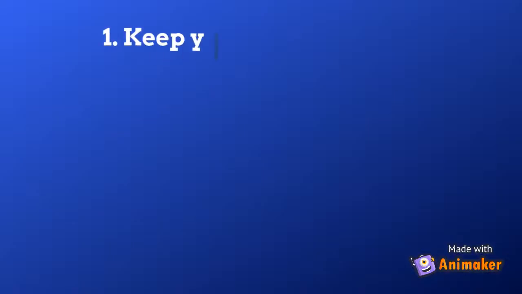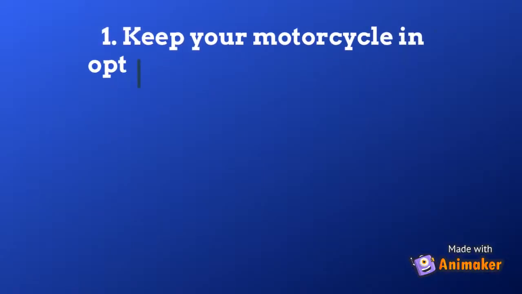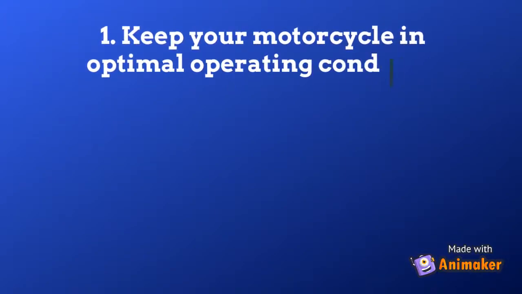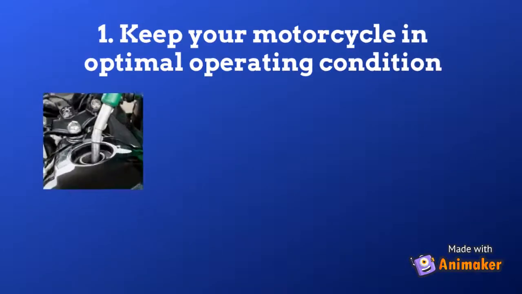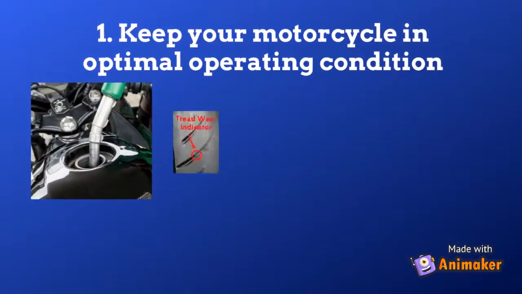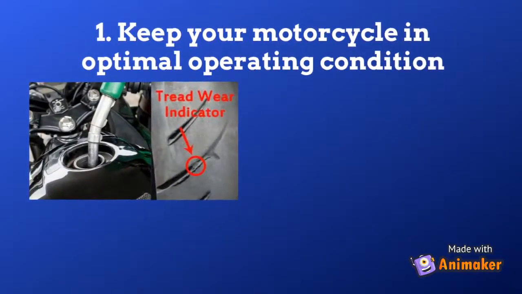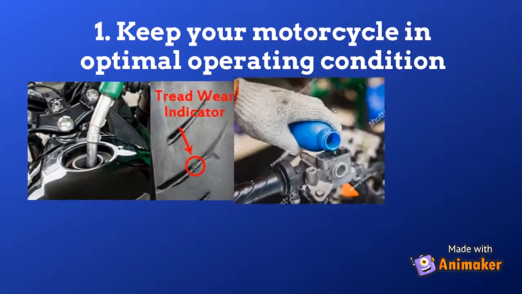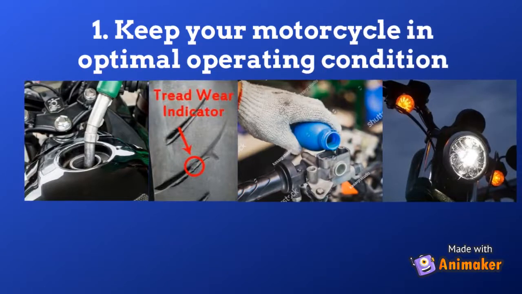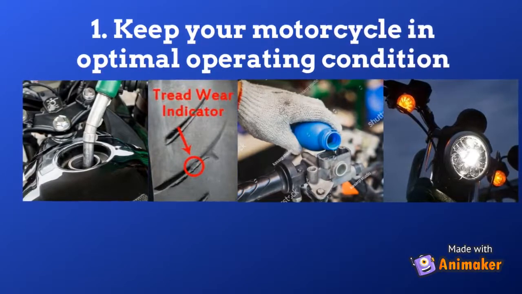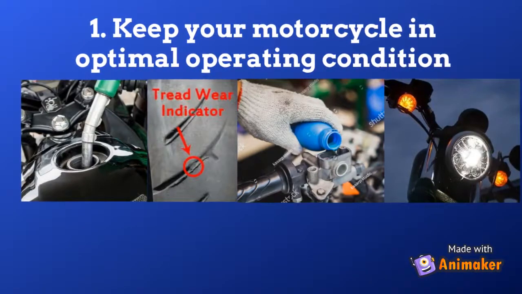Number 1. Keep your motorcycle in optimal operating condition. This can be done by simple steps such as filling up the fuel tank, keeping track of wear and tear of your tires, checking the fluids regularly, and keeping the lights operational. These can truly help in avoiding accidents.